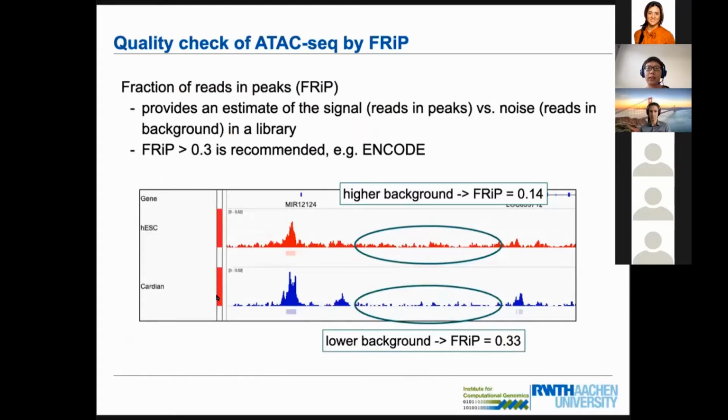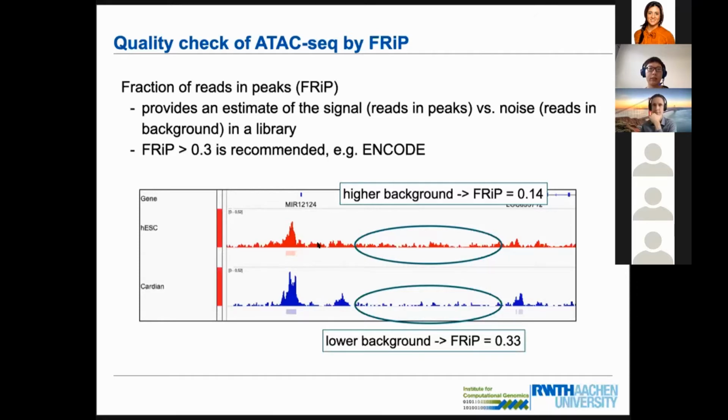To check the quality of ATAC-seq data after alignment and peak calling, we can use the fraction of reads in peaks, or what we call FRiP. This metric provides an estimate of the signal versus noise in a library. By signal, we mean the reads which are from peaks, and the noise indicates the reads from background. Usually, we recommend having a FRiP higher than 0.3, which is also used by the ENCODE project.